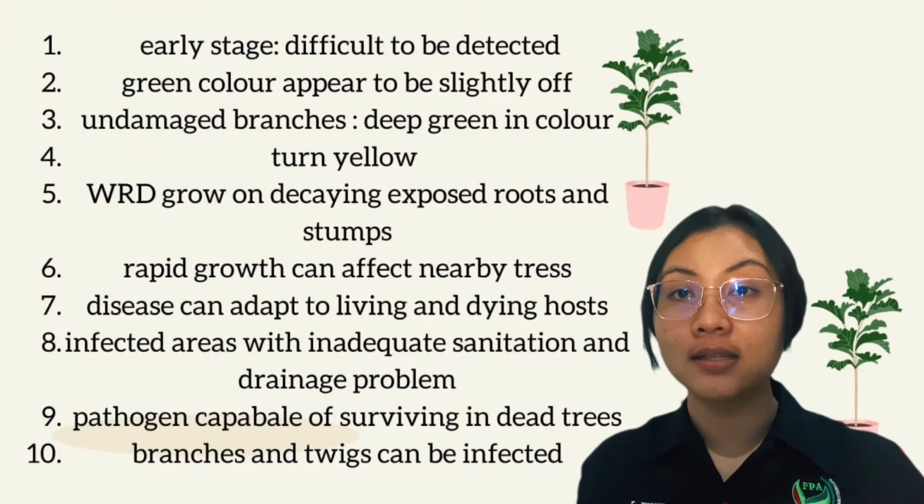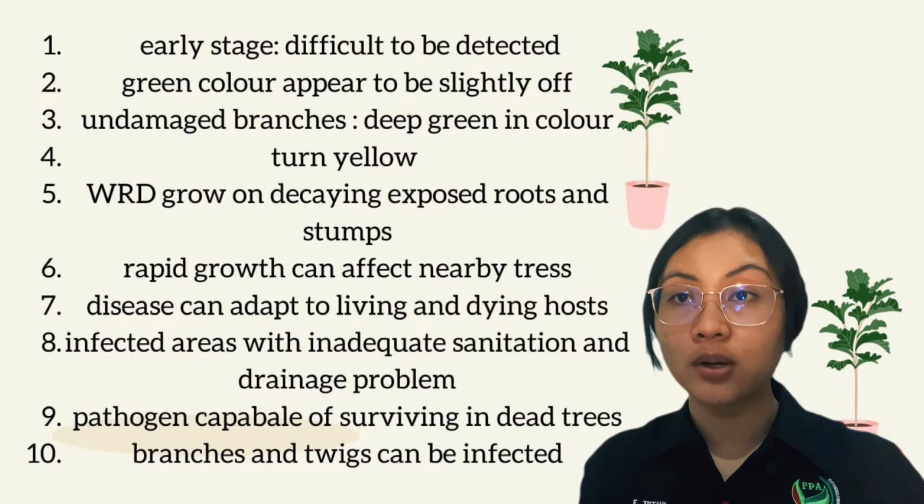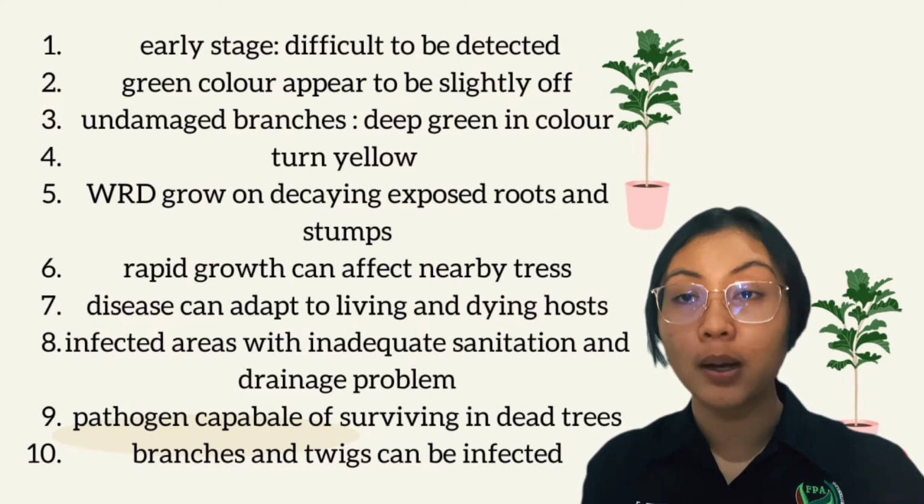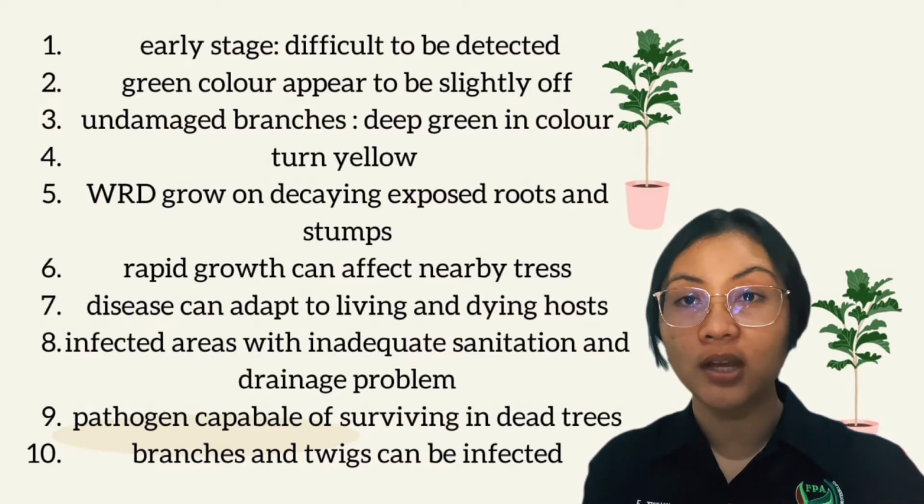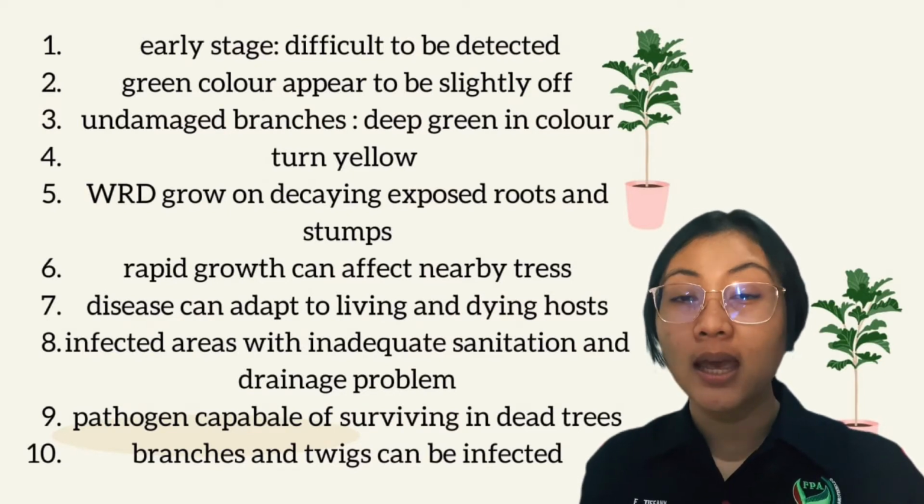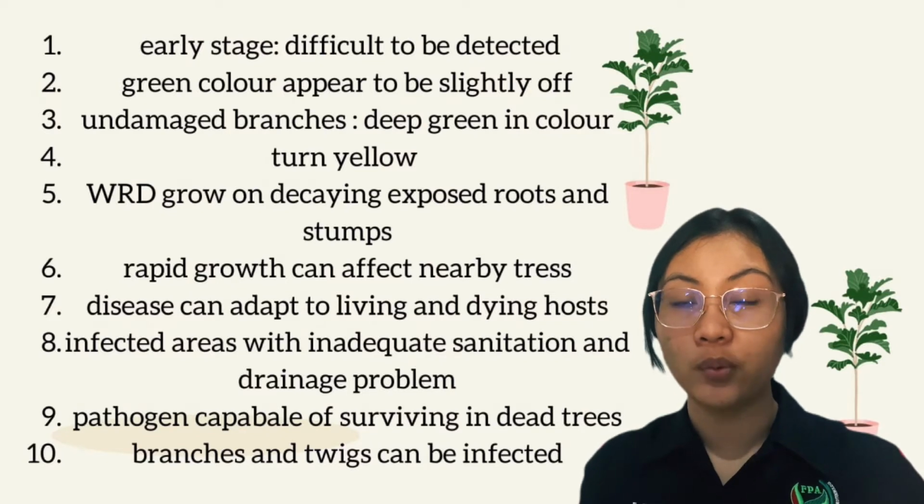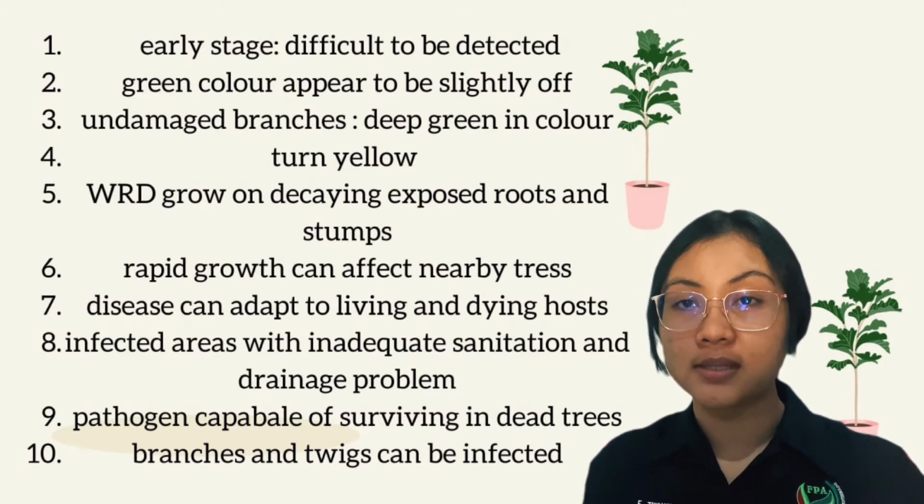White root fungus is difficult to identify in its early stages unless the rubber tree base is examined. Second, the green color of the leaves appears slightly uneven in comparison to the deep green shade of the undamaged branches. It is common for them to turn yellow. White root disease is a fungal infection that grows on decaying exposed roots and stumps, and it can kill trees.